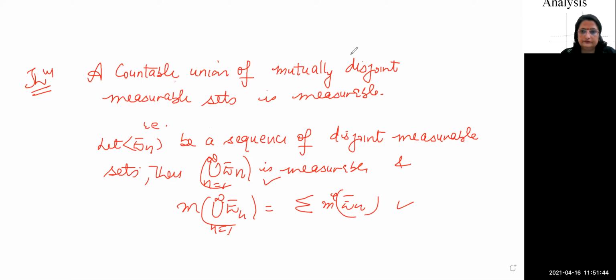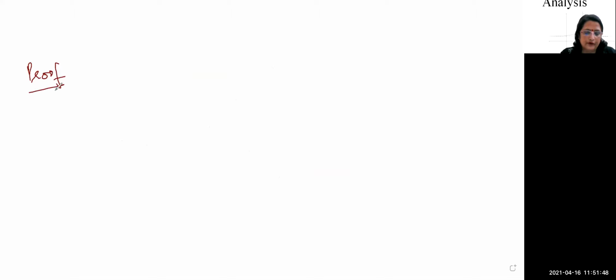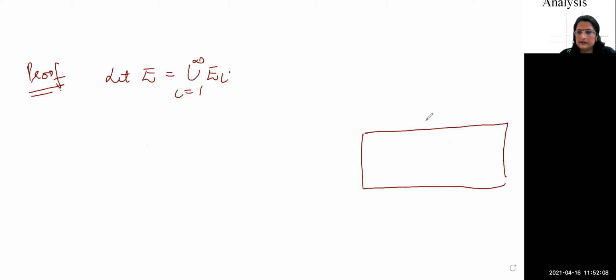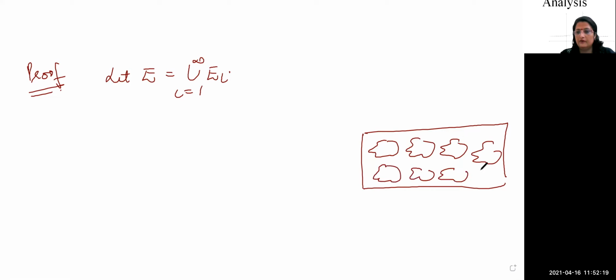So coming to the proof of this theorem. E1, E2, En, they are all countable mutually disjoint measurable sets. Since we have to reach the union, first of all we will form their union, the union i running from 1 to infinity of Ei. Just imagine that in the universal set you have many sets, a countable family of disjoint measurable sets. Then E is the union of all of these. Now the first question is to prove that E is a measurable set.